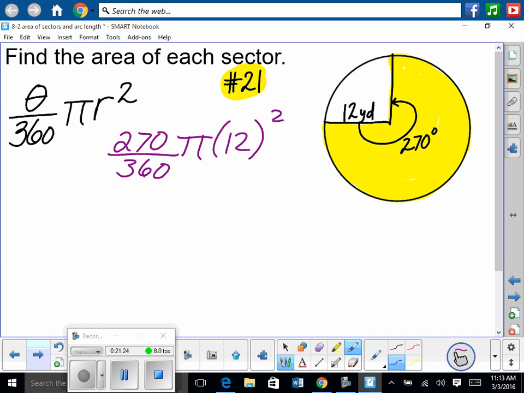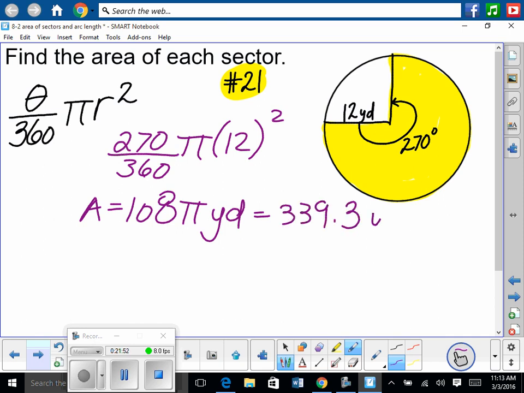So we can just type it into our calculator. There's many different ways of doing it. This time I'll do 270 divided by 360. I hit enter, then I multiply that by 12 squared. We get 108. So our area is 108 pi, and that was yards. So there's 108 pi square yards in that filled-in section of the circle. 108 times pi is 339.3 yards. That fills in that section of the circle. Okay?